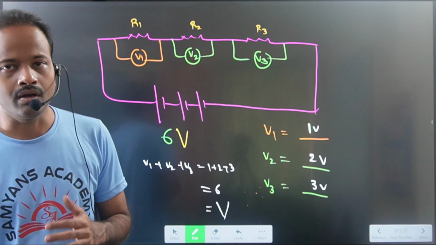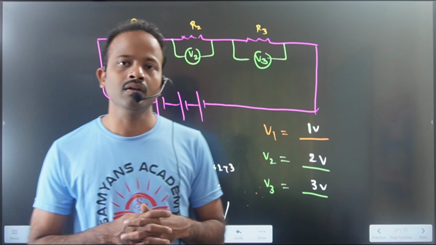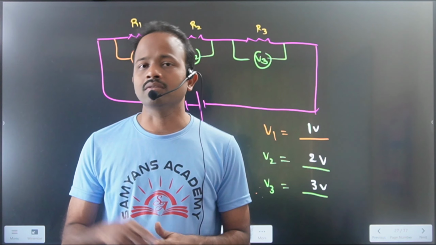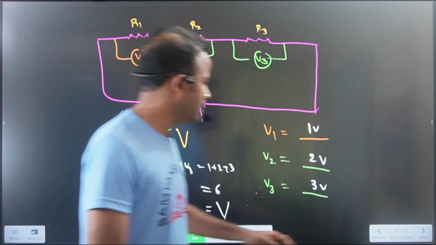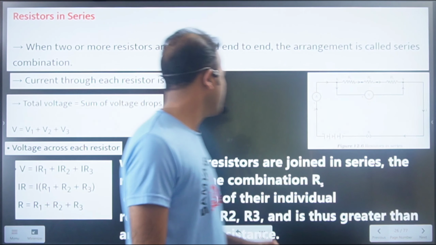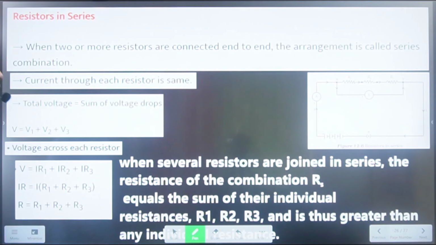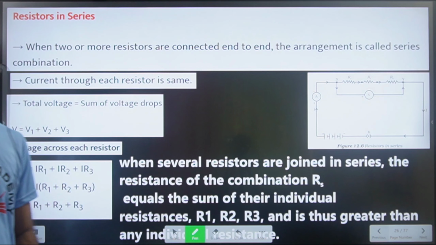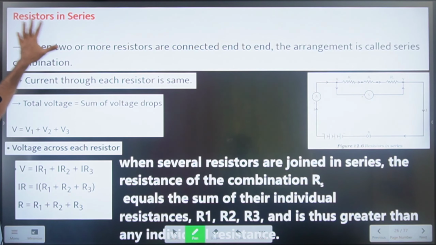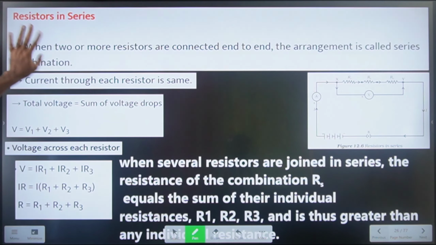Is it clear? From this experiment we conclude that in the series combination the current value is the same, the voltage value is different, right? Then how do you check this? By using the ammeter and the voltmeter. The total voltage is equal to the sum of the voltage drops. Are you able to see this? Right. So this is the way you have to derive the resistors in series.